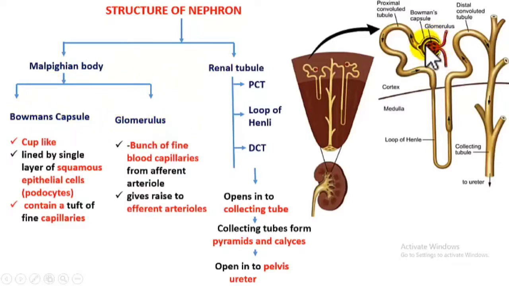This cup is lined with squamous epithelial cells, and they are called podocytes. So what are the squamous epithelial cells that are lining the Bowman's capsule? Called podocytes. These are very special in that they have gaps in between. The cells have intercellular spaces, and through these spaces the impurities of the blood enter into the cup.